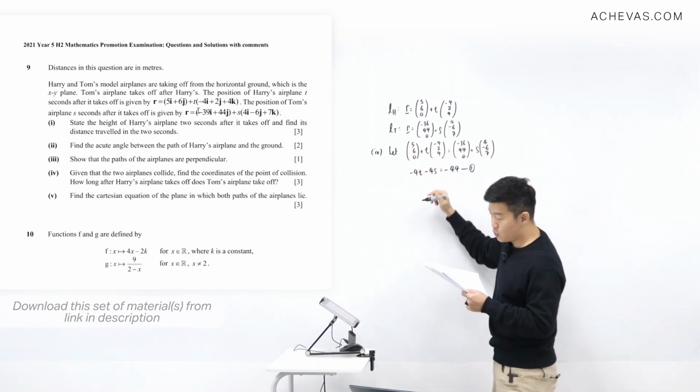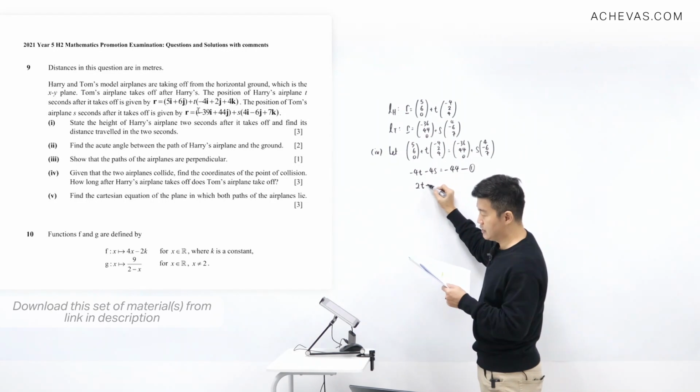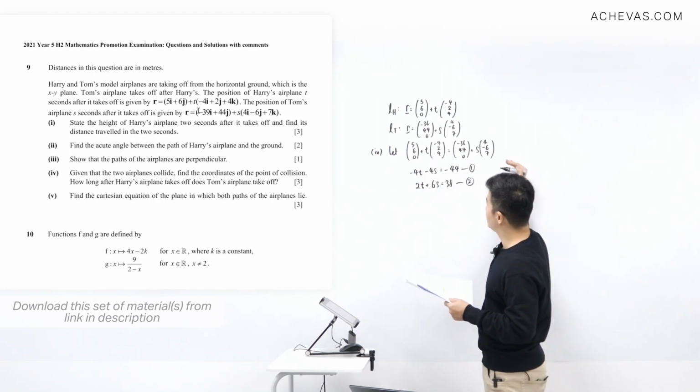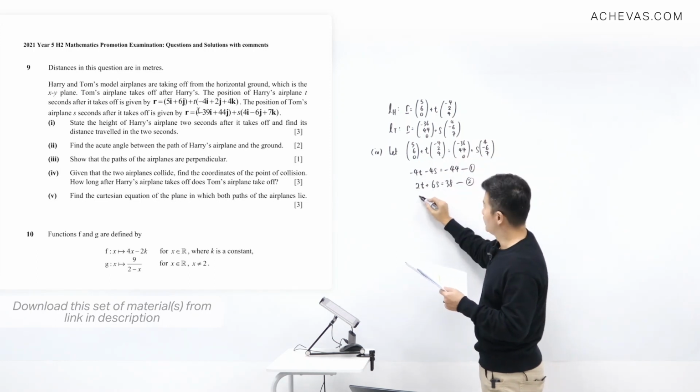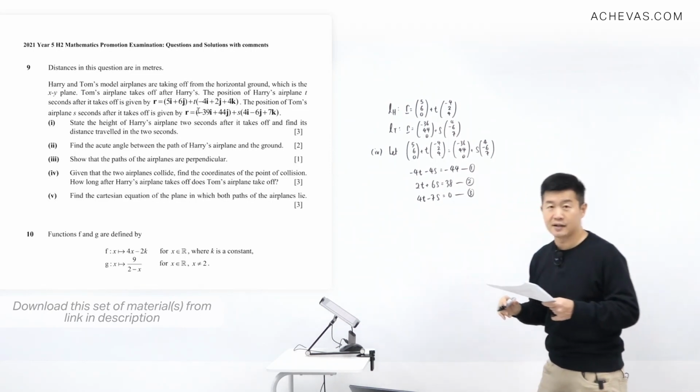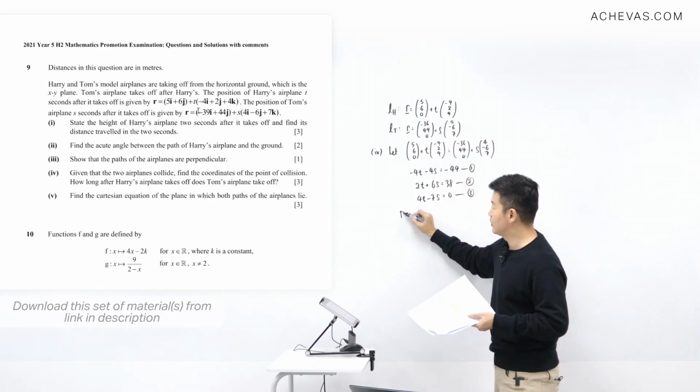Based on the second row, we will have a 2t plus 6s. This is equal to 38. This is my second equation. And based on the third row, we will have a 4t minus 7s. This is equal to 0. And we're going to solve this as a simultaneous equation by pressing into the calculator.